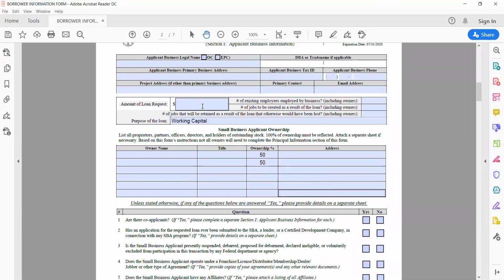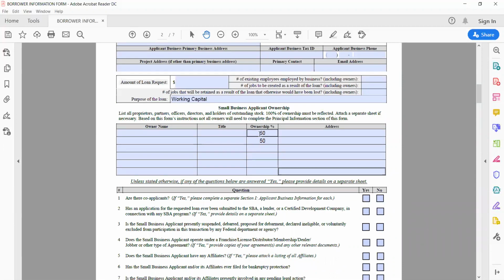The amount of the loan request, so hopefully you've done your projections, you have an understanding of what the loan amount is that you need. That amount's going to go here, rounded to the nearest dollar. And then the employee count of your business. Understand that the SBA is looking at job creation, job growth, right? So how does this loan affect your ability to maintain your employees? Are we able to add employees because of this loan?